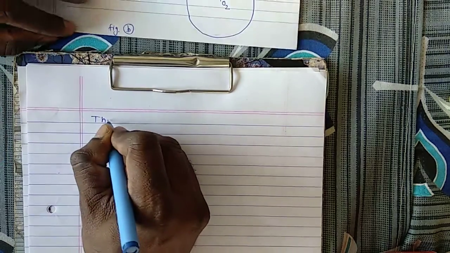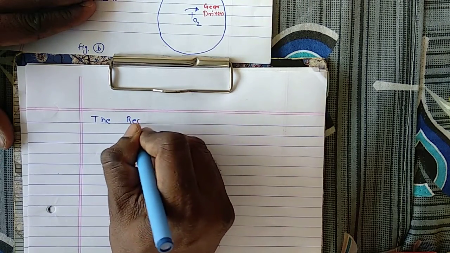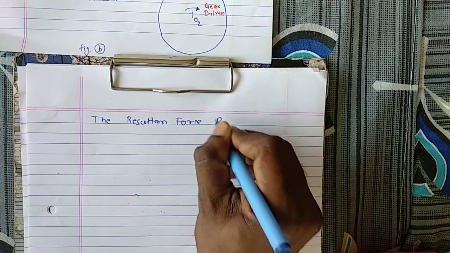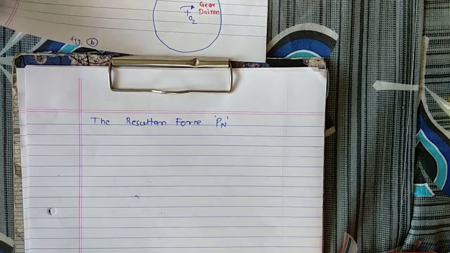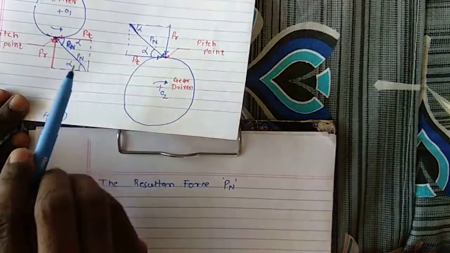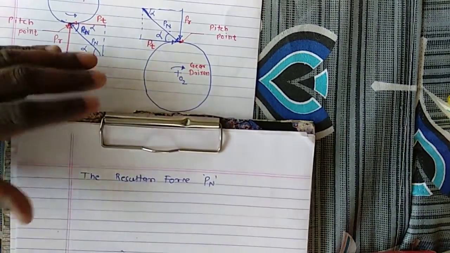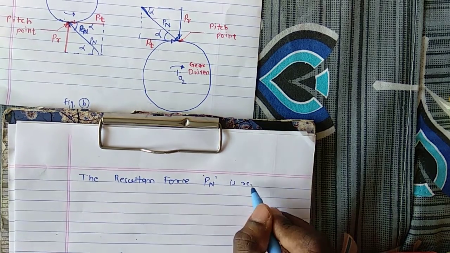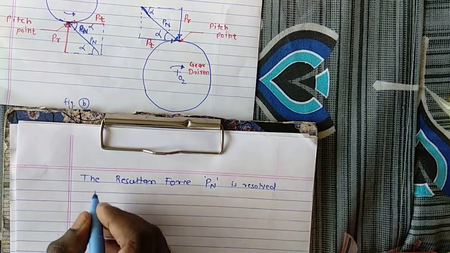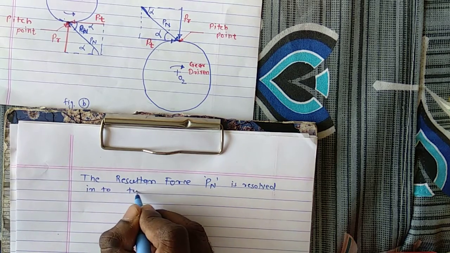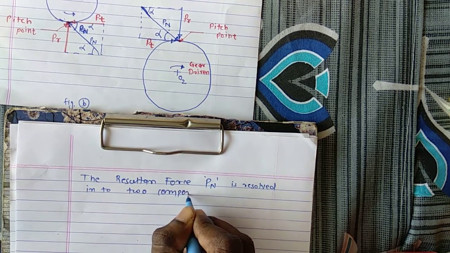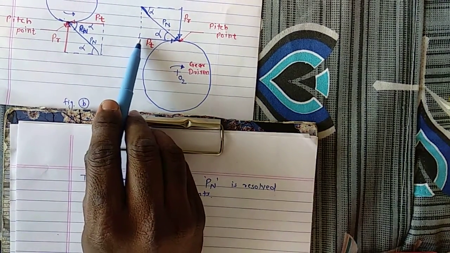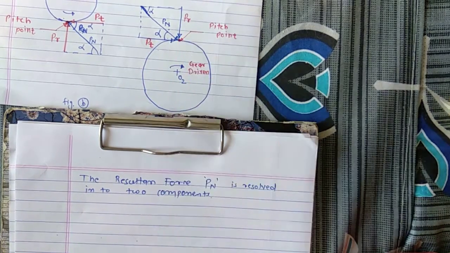The resultant force PN, you can see here, is resolved into two components or two forces. So how have we resolved it? One is the tangential component PT, and the second is the radial component PR.